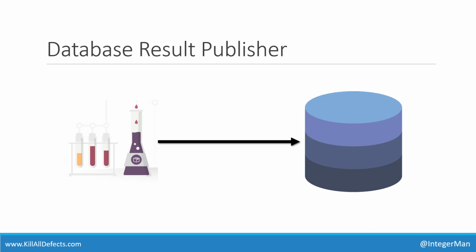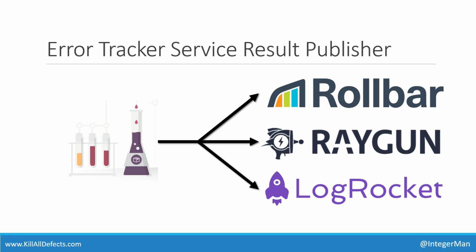One I would tend to recommend in favor of this actually is going to be an error tracking service result publisher. So you can take this and you can log to the error tracking service of your choice. I really like Raygun. I really like Rollbar. LogRocket's up and coming and advertising like crazy. But whatever you like, you can just send it off to that particular error tracking service.